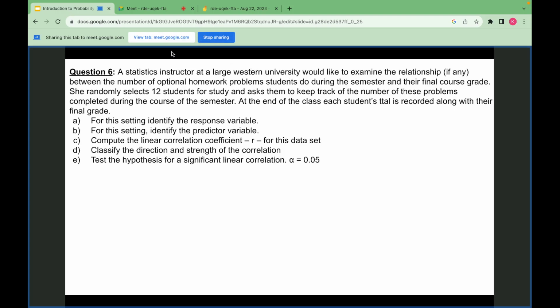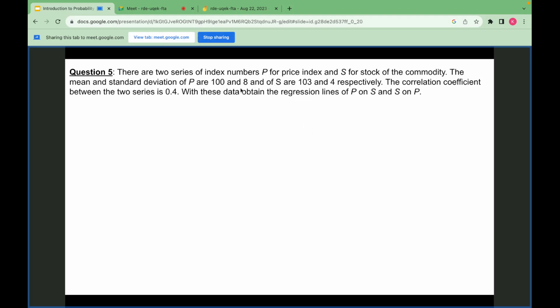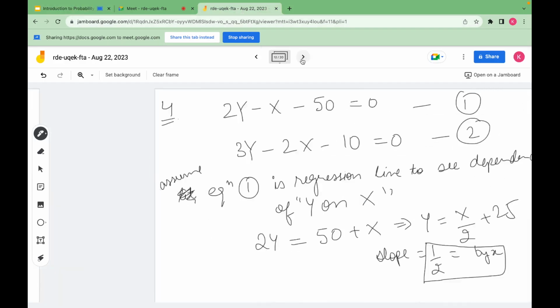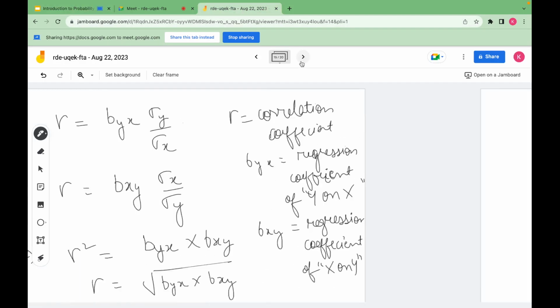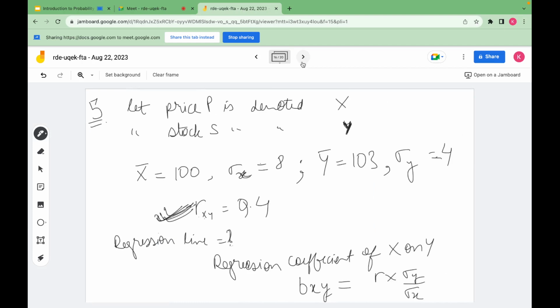Just a minute. No, x bar is given in the question, it is 100. So here this x bar is 100.